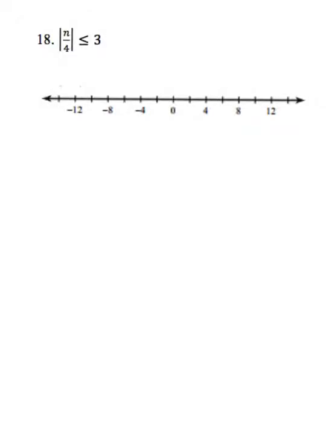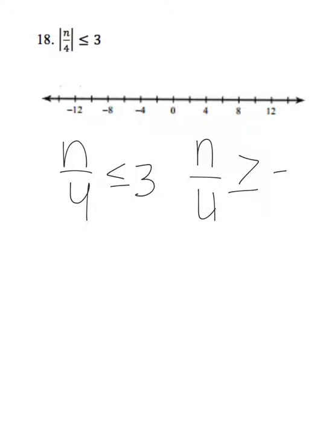Starting with problem number 18 here, I've got the absolute value already isolated, so right away I can set up my two different problems, my two cases. Those are going to look like n over 4 is less than or equal to 3, and n over 4 is greater than or equal to negative 3. Do not forget to flip your inequality symbol, flip it, and make it a negative.